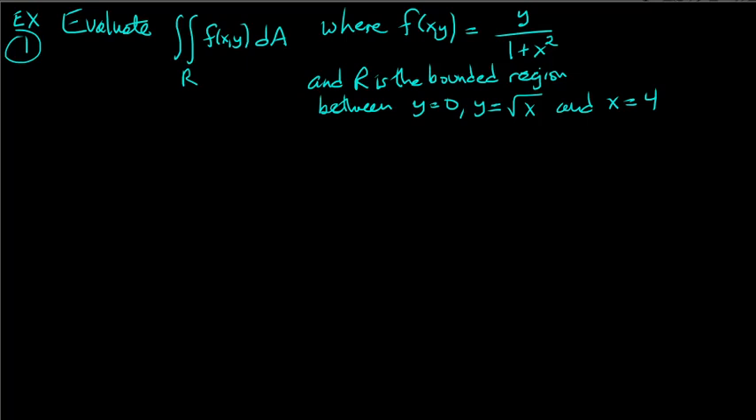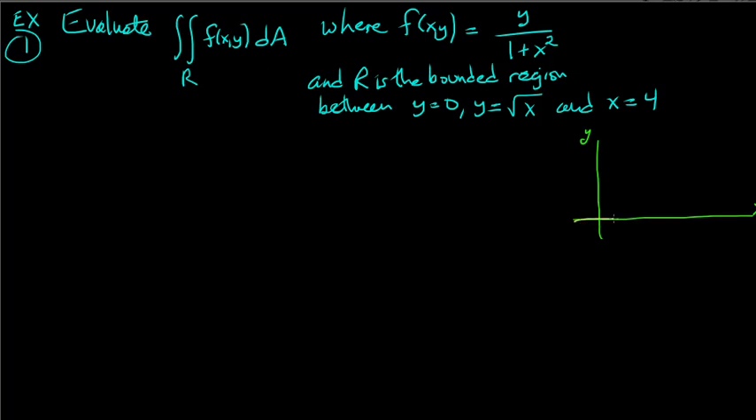Evaluate this double integral, where f of x,y is the given function y over 1 plus x squared, and R is the bounded region between y equals 0, y equals square root of x, and x equals 4. Okay, so before we do anything else, before we try to evaluate this, maybe we should graph the region. Again, in the last video, I showed you why that's very helpful.